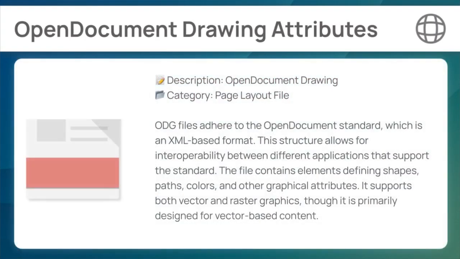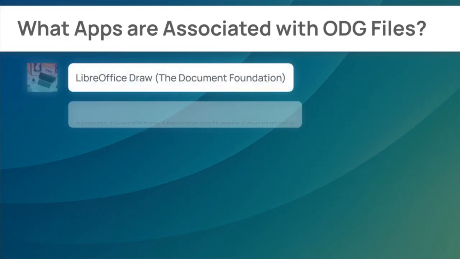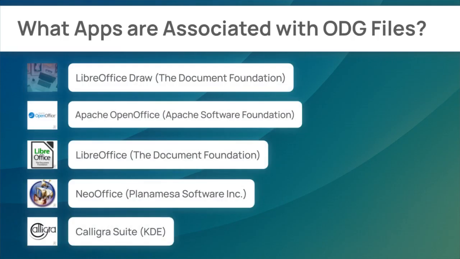ODG files adhere to the OpenDocument standard, which is an XML-based format. This structure allows for interoperability between different applications that support the standard. The file contains elements defining shapes, paths, colors, and other graphical attributes. It supports both vector and raster graphics, though it is primarily designed for vector-based content. The source application for ODG is frequently listed as LibreOffice Draw from the Document Foundation.